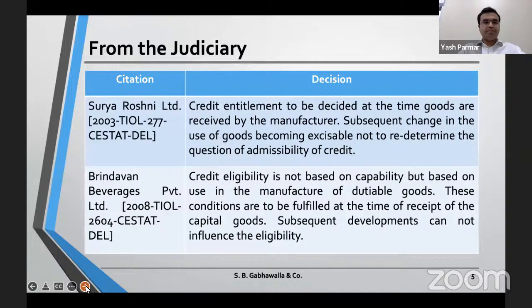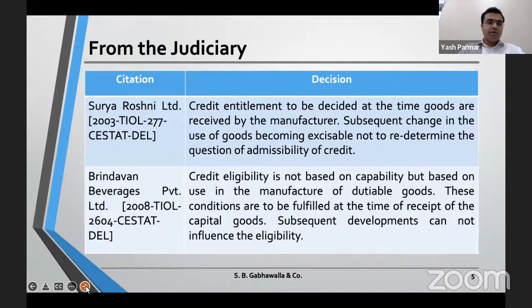Some reference to the judiciary. We have two judgments. One is from Delhi Tribunal in the case of Surya Roshni Limited, whereby the tribunal has observed that credit entitlement has to be decided at the time goods are received by the manufacturer. Subsequent change in the use of goods becoming accessible not to redetermine the question of admissibility of credit.